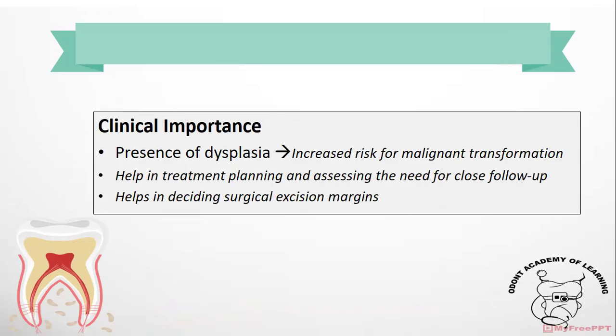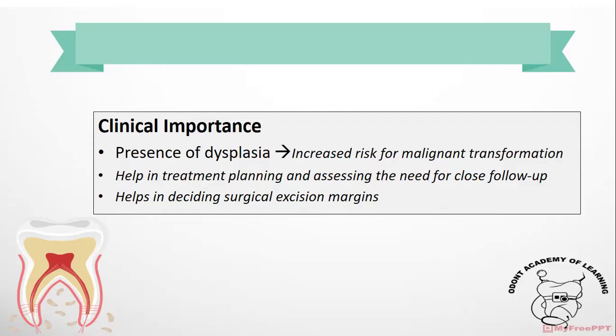Now, what is the clinical importance of this? Clinical importance of the dysplasia lies in the fact that by assessing the dysplastic features, we can know about the increased risk of malignant transformation. So, dysplastic features help us to assess the risk of malignant transformation.